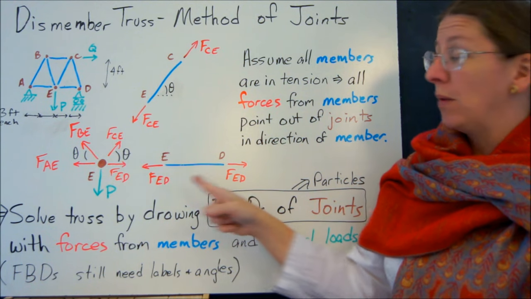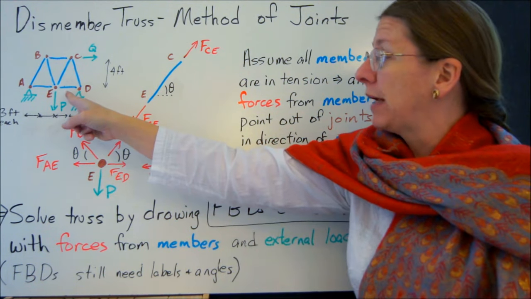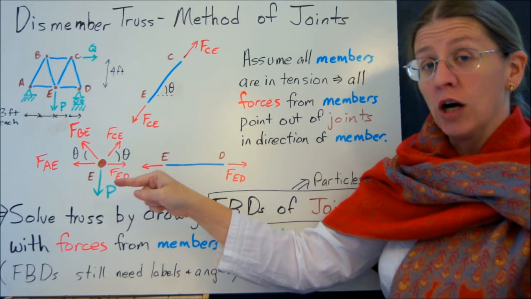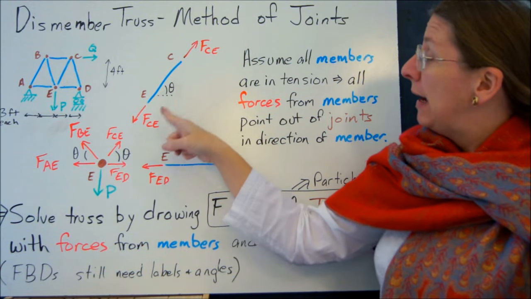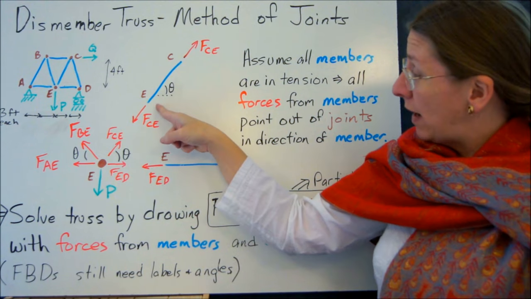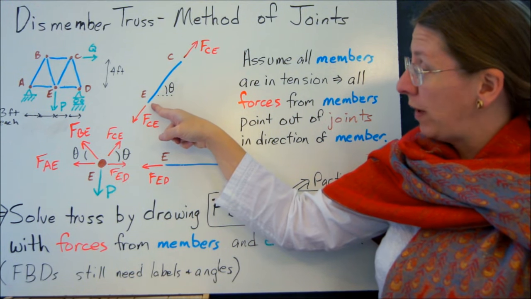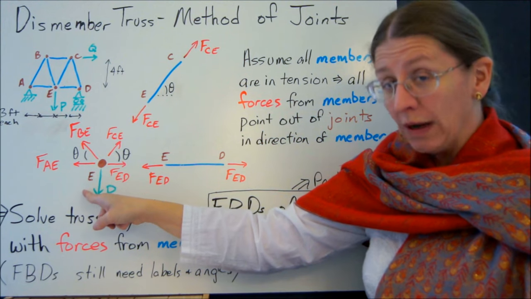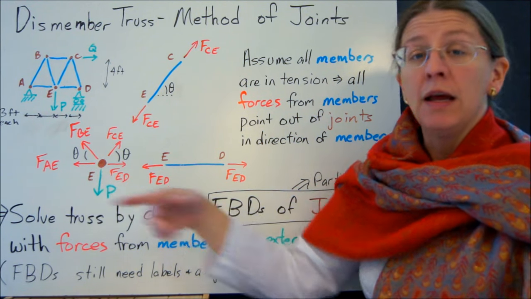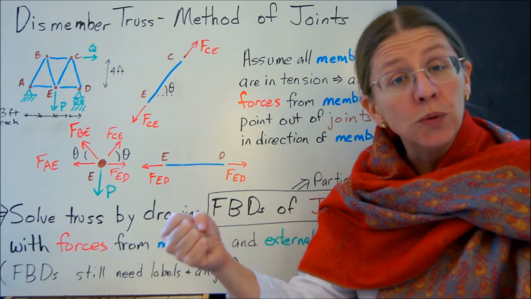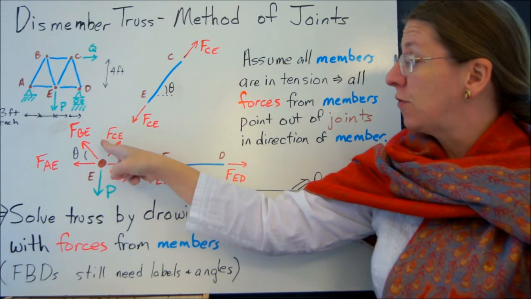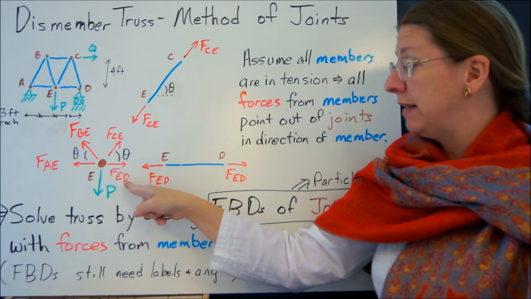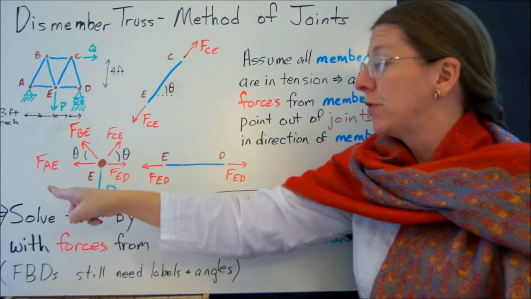Same thing here. For this member ED, I would have two forces that are acting along the member itself. Equal and opposite says that whatever's happening at the end of member E has to be happening at the joint at member E. If you pull on the door, it pulls on you. So there has to be equal and opposite forces right here, FCE and FCE. And the same thing with FED and FED, and the other two members over here.